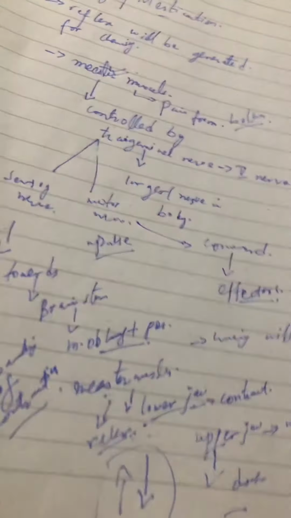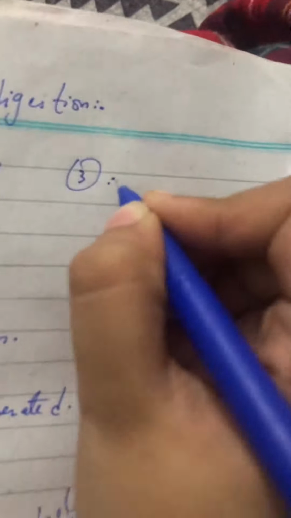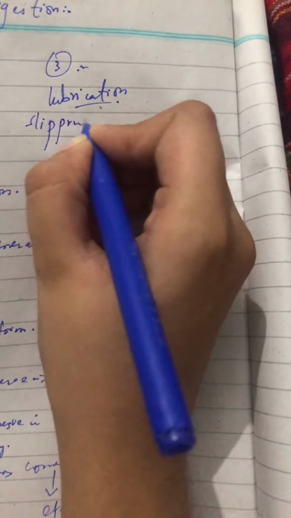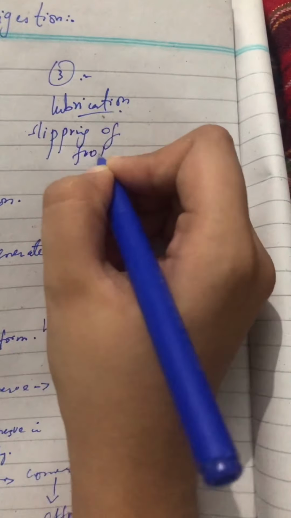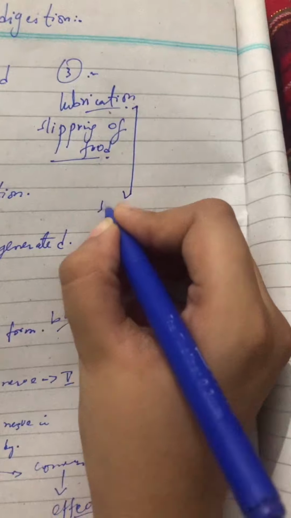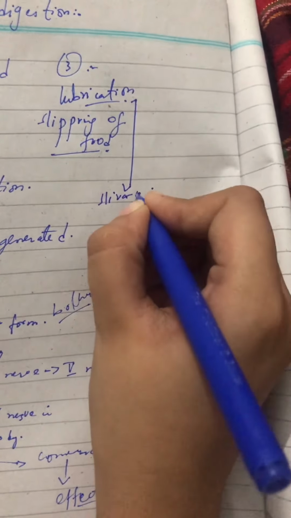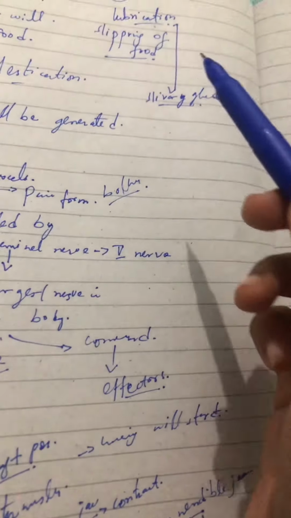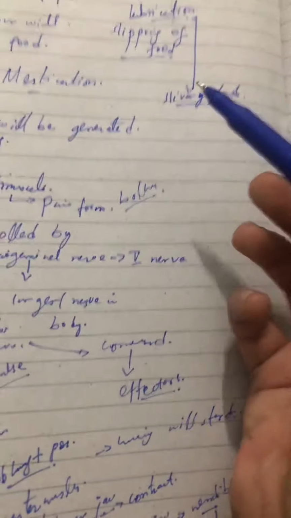After that, the third step is lubrication. What is lubrication? Basically, the slipperiness of the food is known as lubrication. Lubrication occurs with the help of the salivary glands.